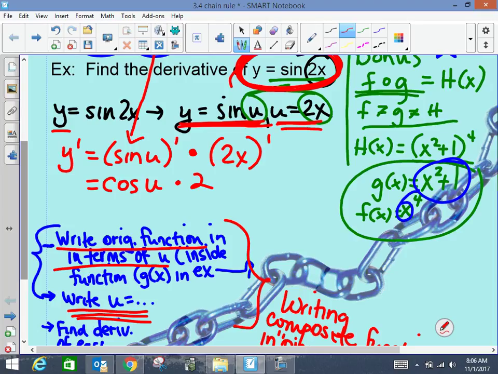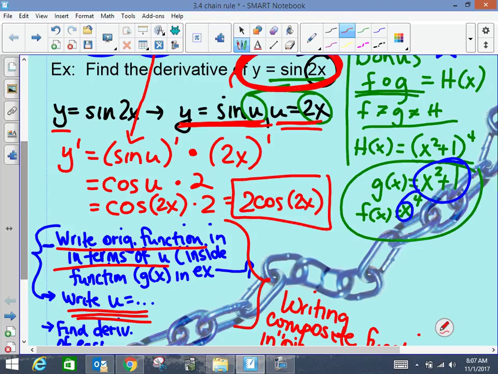Now put it back. What's u? 2x. So there you go. I'm going to put my 2 out front. When I clean it up, this 2 is going to go out front so I don't have to do a dot. And there is my derivative. Big mess of a page, but that's my derivative of sine of 2x: 2 cosine of 2x.